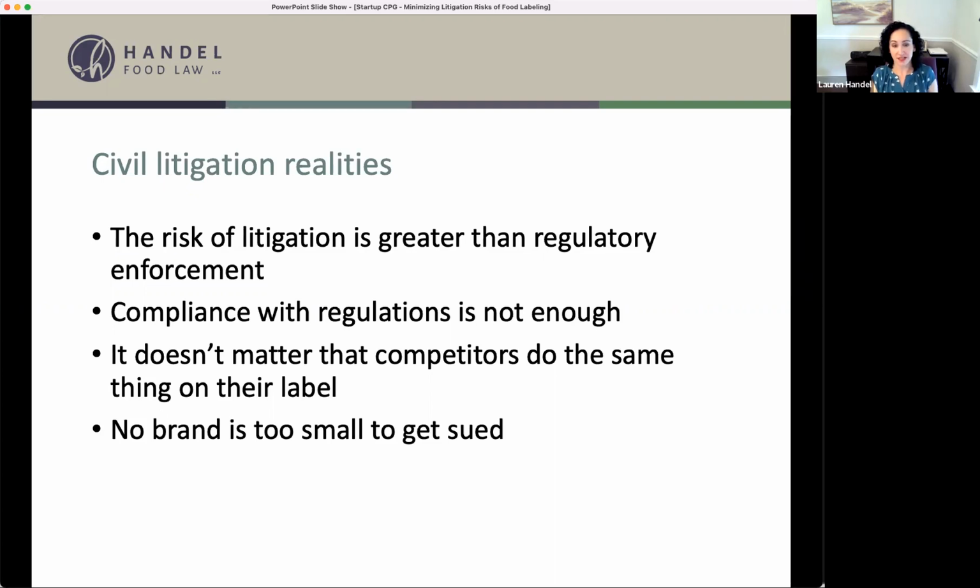Something else that's important to understand is that complying with the rules is important. It's also not enough. The fact that your label technically complied with FDA regulations is not necessarily a good enough defense, because there's still the possibility that under state consumer protection law, the representations you're making are deceiving consumers, even if they comply with FDA rules.